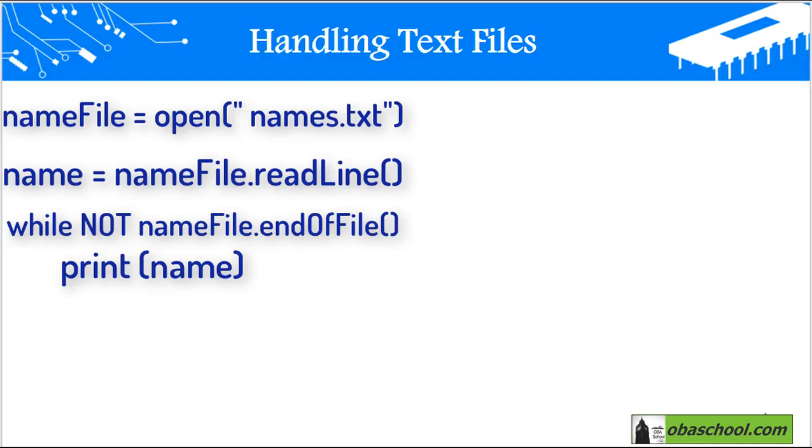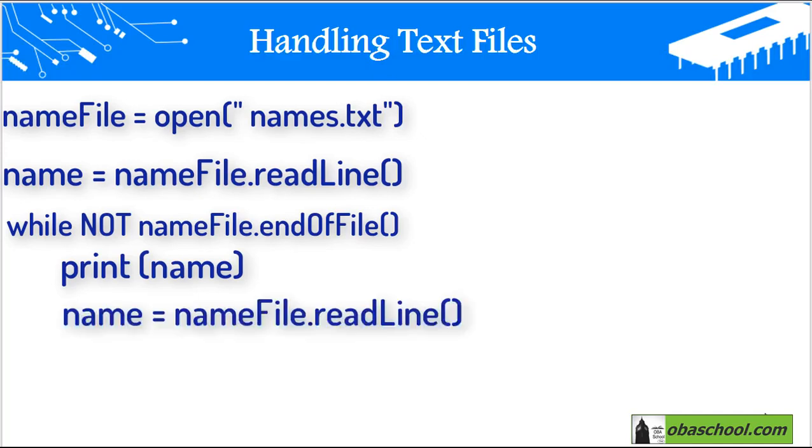To read the second name in the text file, we put also in variable name the new read line. We are reading now the second line in the text. So we put the name file, which is our text file, dot read line. So now we are reading from the second line. We re-enter the loop while not name file dot end of file, we will print the name found on the second line in our text file.